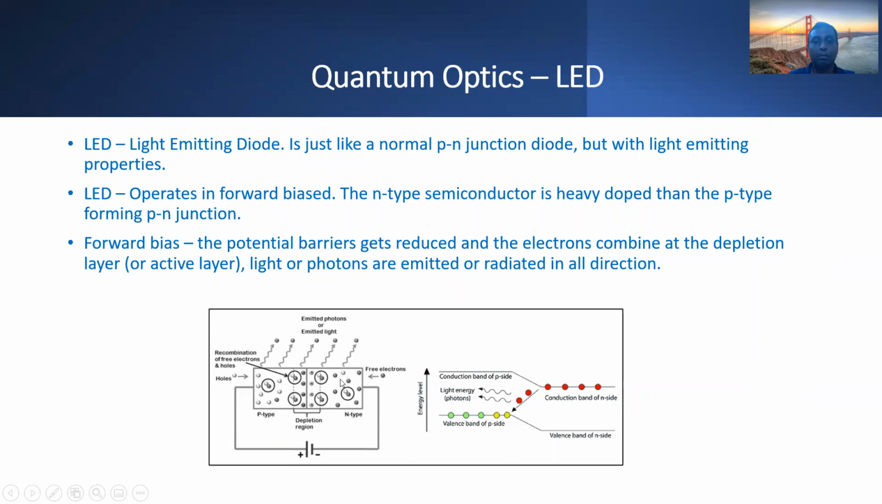And at the barrier, when it's forward biased, there will be a combination of the electrons as well as holes that will generate the energy.